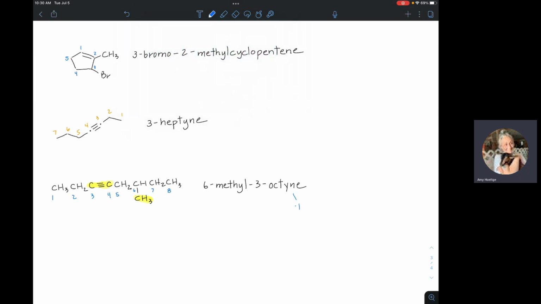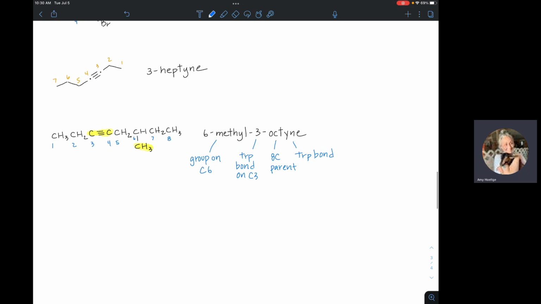And if you want to dissect this, here we have a triple bond. We have 8 carbons in the parent. This is where the triple bond is. And here you have a group. So your substituent is on C6.